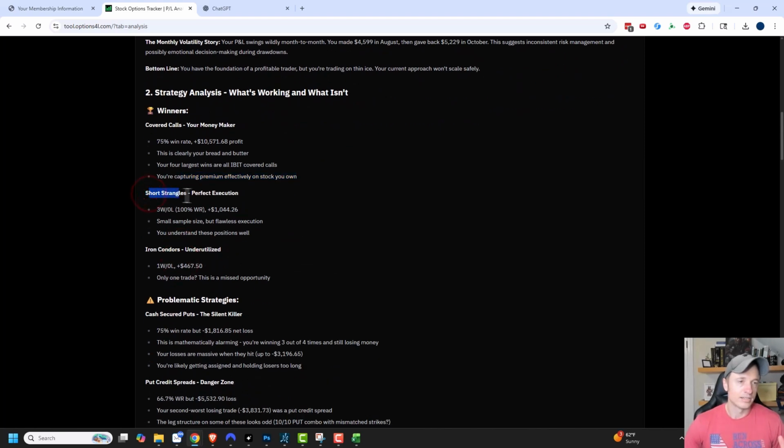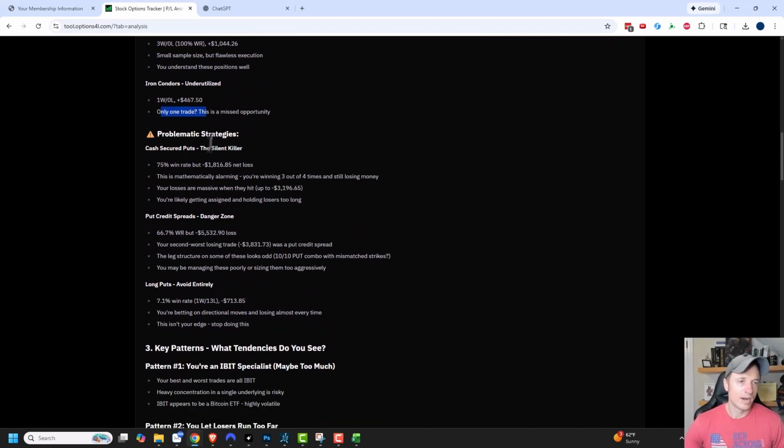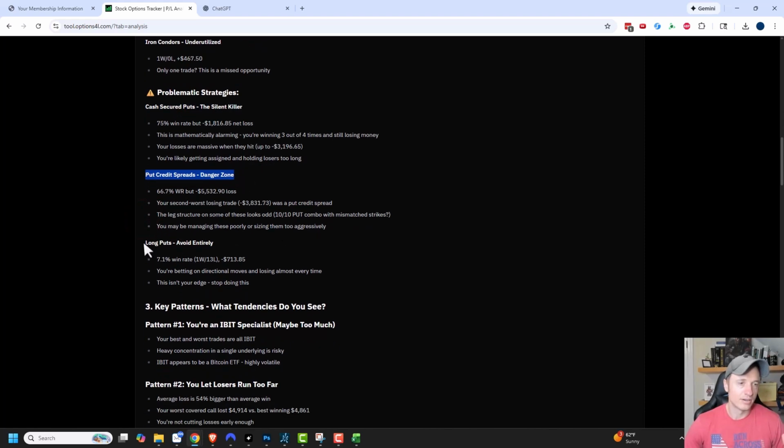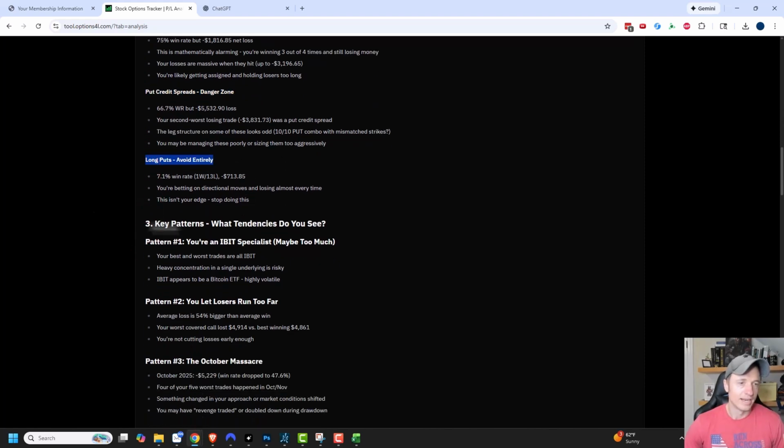Then I have short strangles, perfect execution, 3 wins, 0 losses. Iron condors are underutilized, where I'm 1-0, but I only have 1 trade, so this is a missed opportunity. And then we get into problematic strategies. Cash secured puts are the silent killer that I have. Put credit spreads are danger zone. Long puts, avoid entirely.